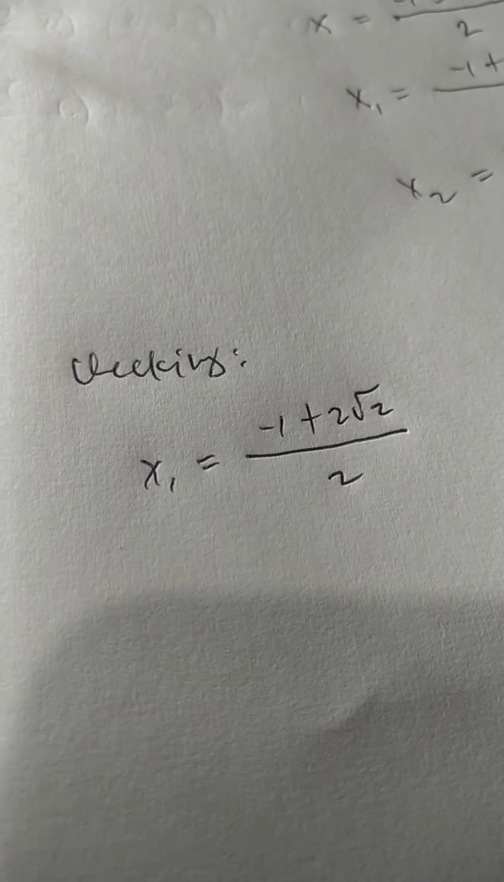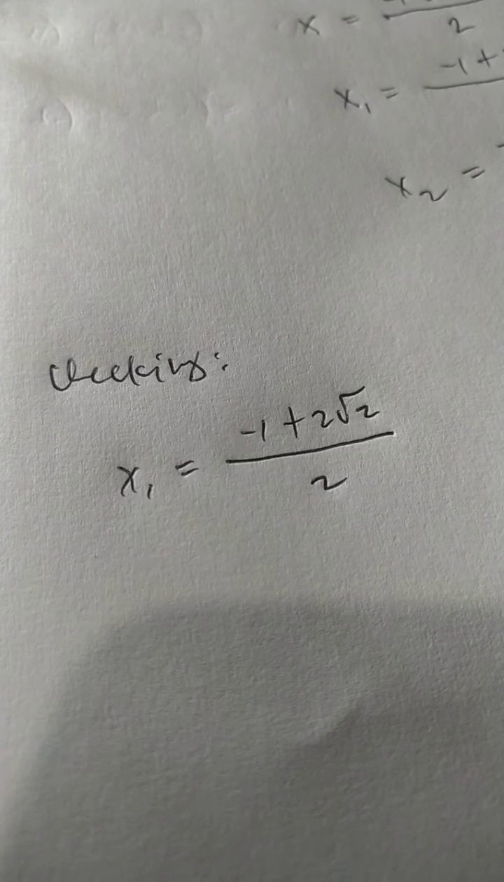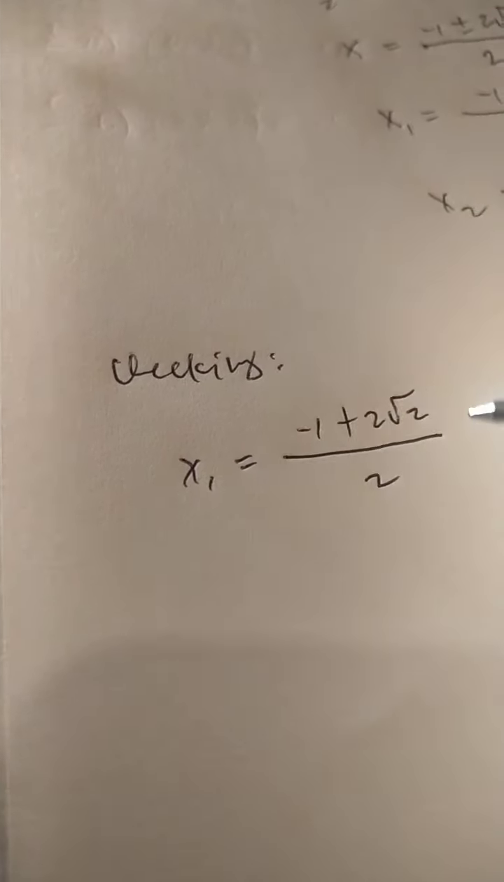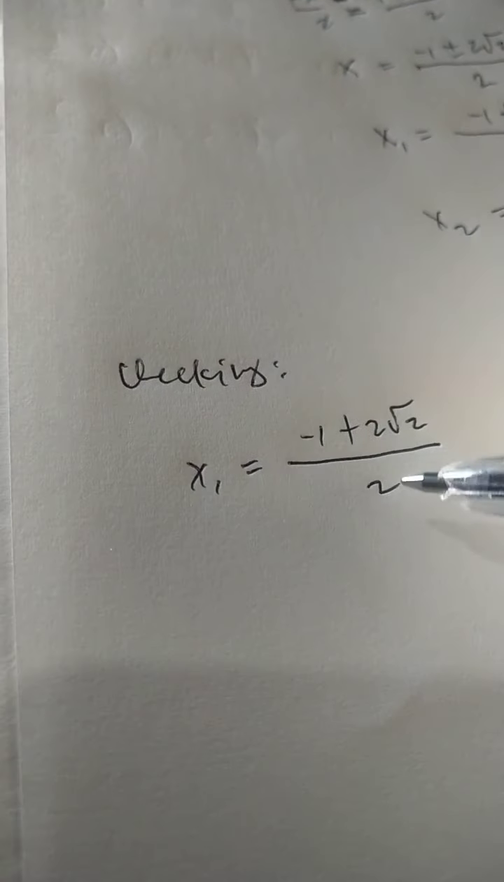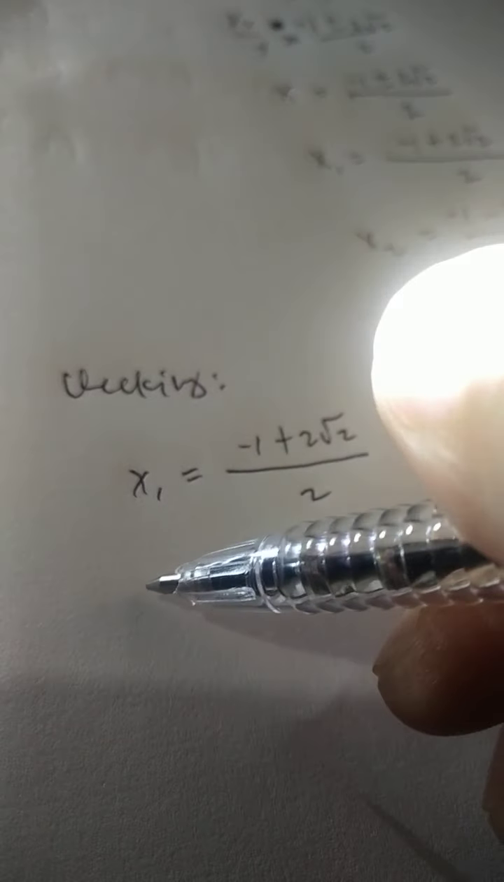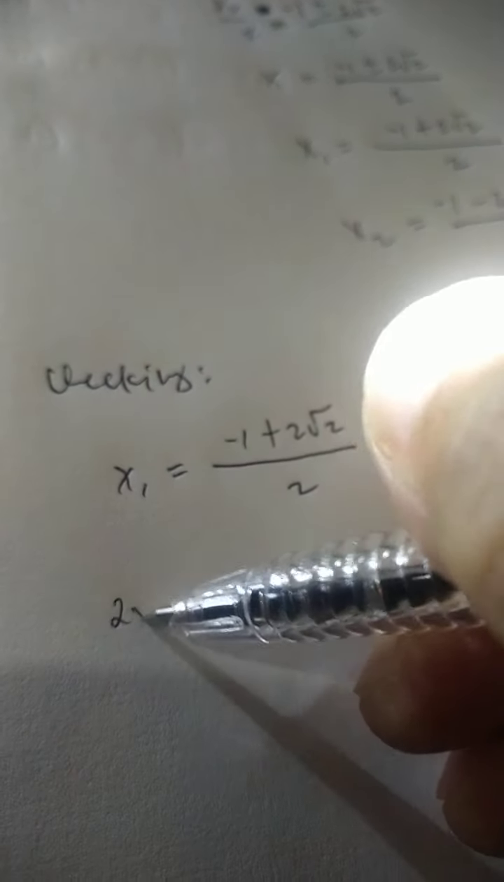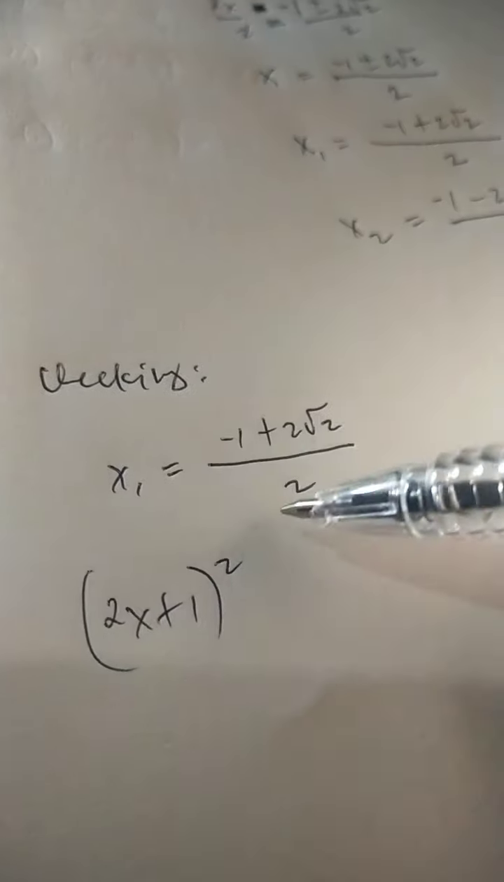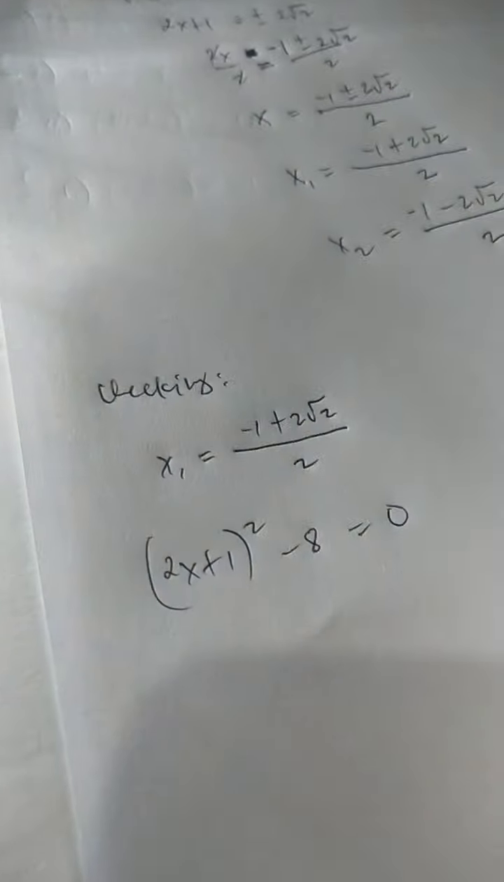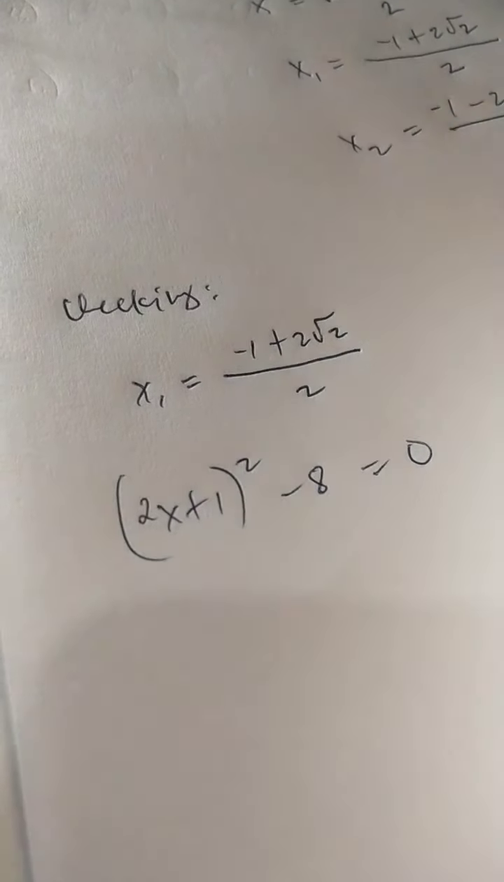Now, for checking, we will use x sub 1. Negative 1 plus 2 is square root of 2 all over 2. Gagamitin natin siya sa original equation. Ano yon? The square of 2x plus 1 minus 8 equals 0. Titingnan natin kung solution talaga siya or hindi.